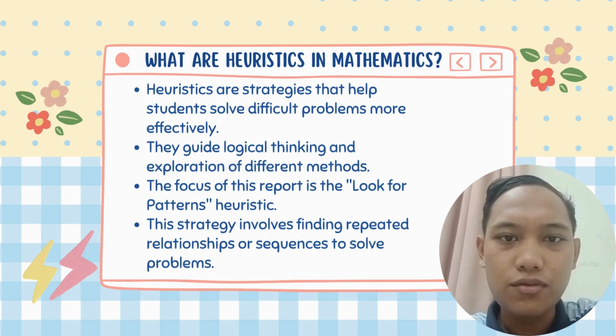According to a source from Coursera Lab, these math heuristics are useful techniques that allow us to break down word problems into smaller parts and find suitable solutions. This means that instead of just depending on memorizing formulas, heuristics help us develop our thinking process. For today's presentation, the main focus will be on one specific heuristic called look for pattern. This strategy encourages us to find repeated relationships or sequences that can help solve the problem.